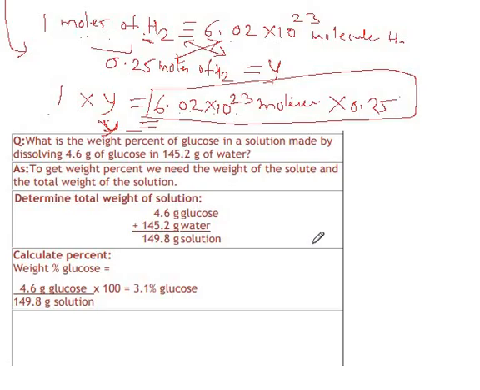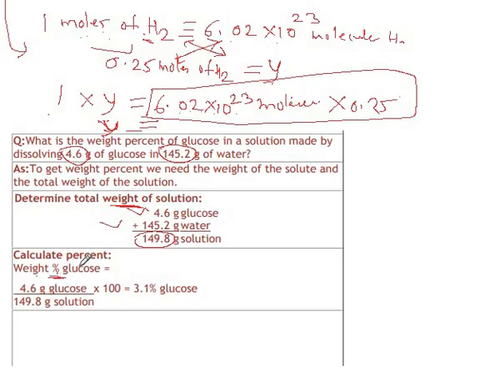Okay, so what have they given in this problem? How much amount of water is there? 145.2 gram of water. How many gram of glucose is there? 4.6 gram of glucose is there. So total weight of the solution will be how much? This is the amount of glucose plus this is the amount of water, and therefore you get total weight is 149.8.